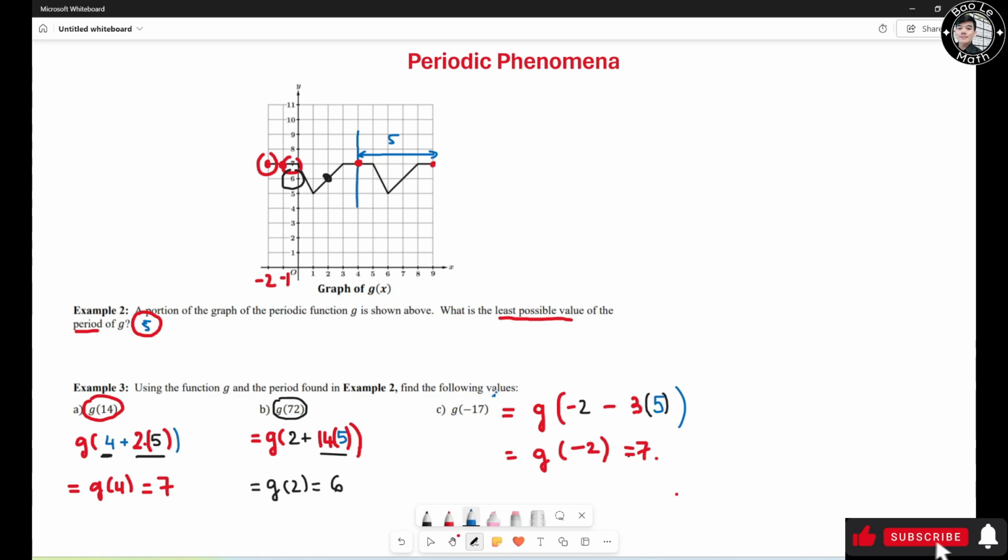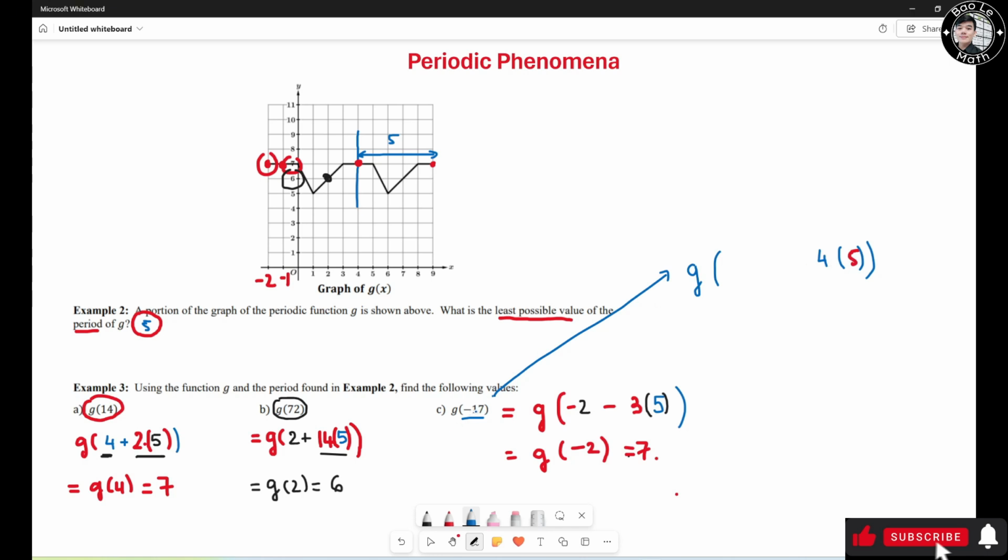Now we have another way to do this one. We look at this one, we see that this is g of negative 17. Now we need to write this one as g of... I know that the period is 5, so I put 5 right here. Instead of 3 cycles, I put 4 cycles right here. 4 times 5, so it's going to be 20.